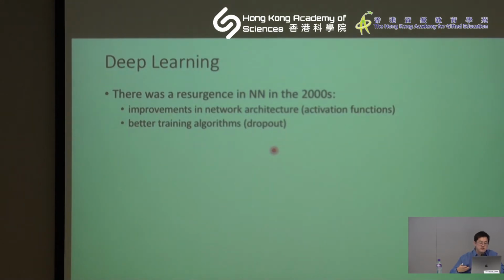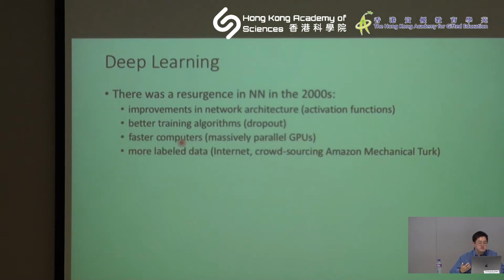Then we saw a resurgence of neural networks, which is the phase of deep learning that people talk about. The reason is we have better network architectures that are easier to train. We have better training algorithms and better heuristics for getting a good solution. We have faster computers from graphics cards, and we also have a lot more labeled data.